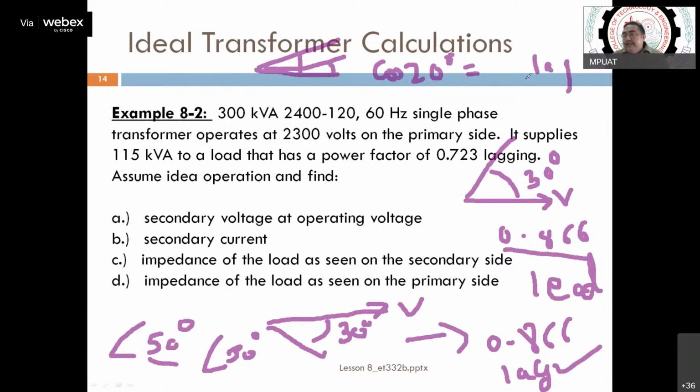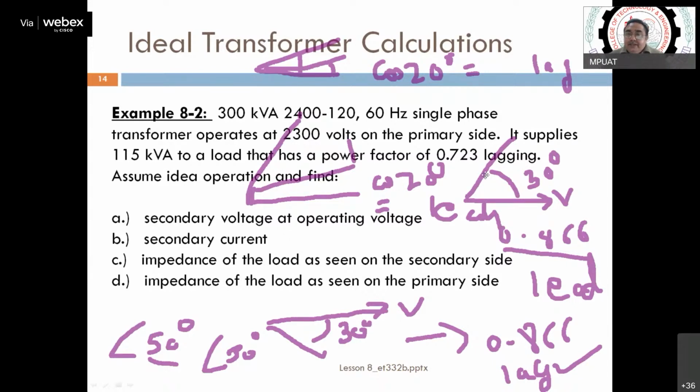Because the current is lagging the voltage, I will put lag after it. If it were the opposite, the current would be 50 degrees and the voltage would be, say, 30 degrees. With the reference at 0 degrees, the voltage is at 30 degrees and the current is at 50 degrees. Now the current is leading, the current is leading by 20 degrees. So I will find cos 20 degrees, and whatever value it comes out to be, I will say leading power factor.